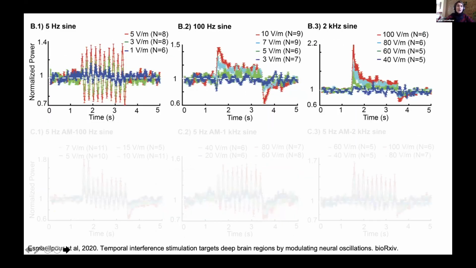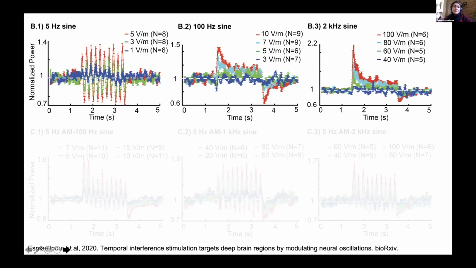Okay, so for each of these conditions, I use different intensities in order to see the dose response relationship. As we see here for the 5 hertz low frequency, from 1 volt per meter to 5, gamma oscillation is modulated by the electric field, and also the effect is symmetric. For the depolarizing phase, the power of gamma oscillation is enhanced, and for the hyperpolarizing phase it is suppressed.